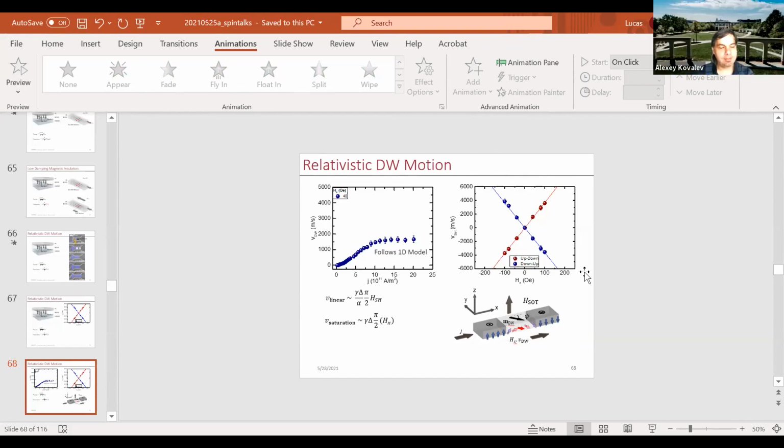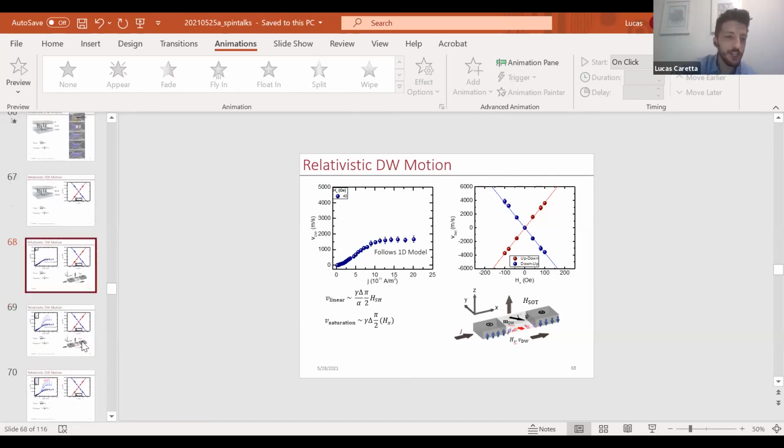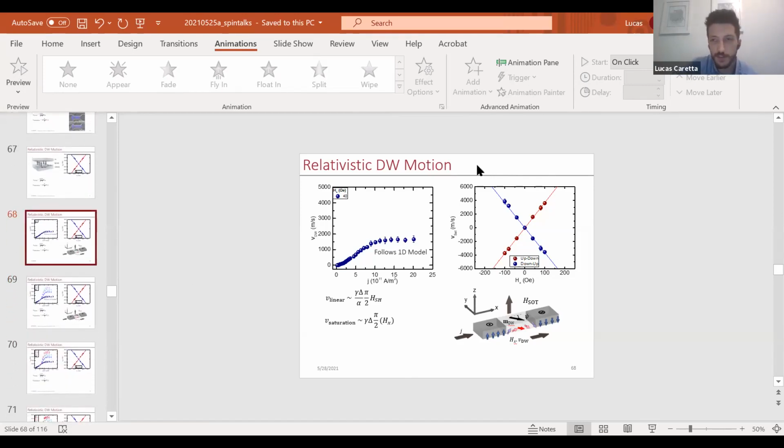Okay, so you need to have a magnetic field to drive the domain wall in an antiferromagnet. So do you think field-like torque can be useful to replace this external magnetic field, perhaps using some lower symmetry interface?